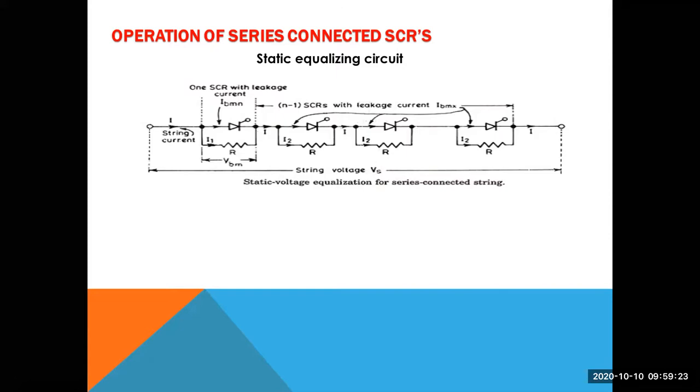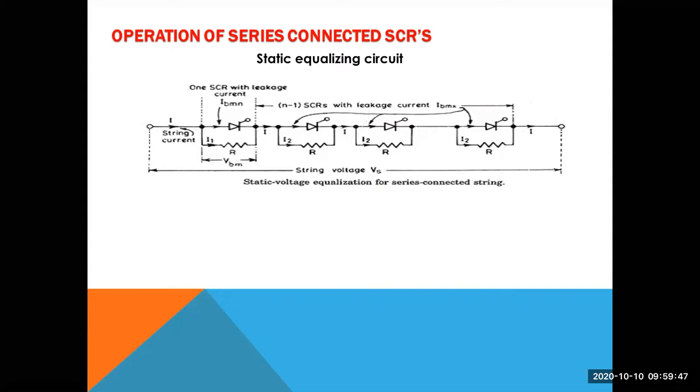So with that, we are connecting a resistance. That is nothing but a static equalizing resistance. With that, we can get almost all equal voltage distribution across each SCR.